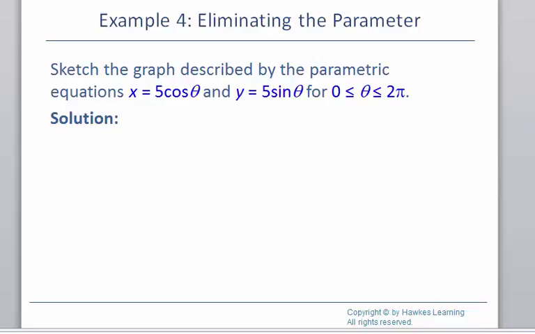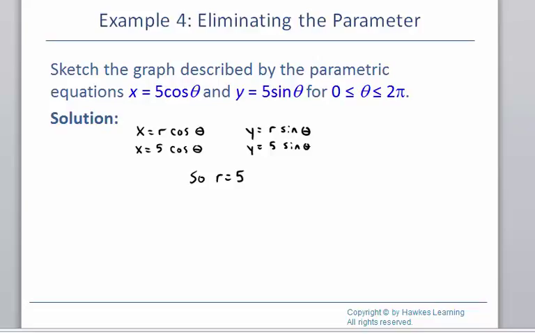The first method is to recognize that these two formulas are very similar to the formulas x is equal to r cosine theta and y is equal to r sine theta. And so if we recognize that these are very similar to those formulas, then when we compare them, we can see that the r value is going to equal 5.